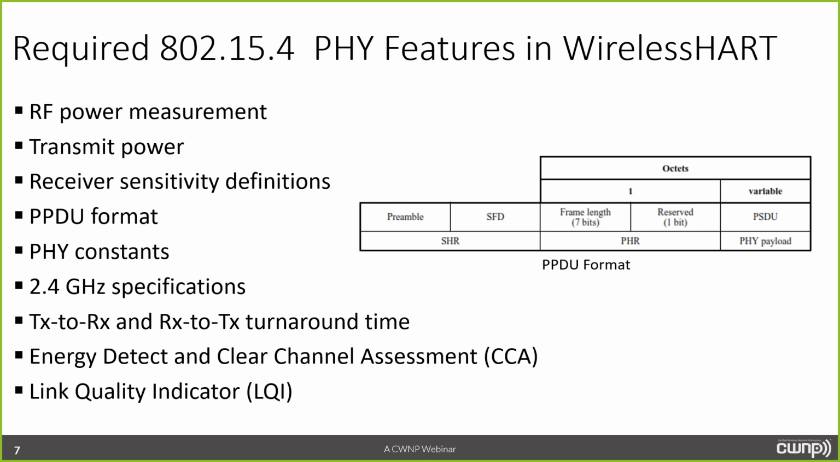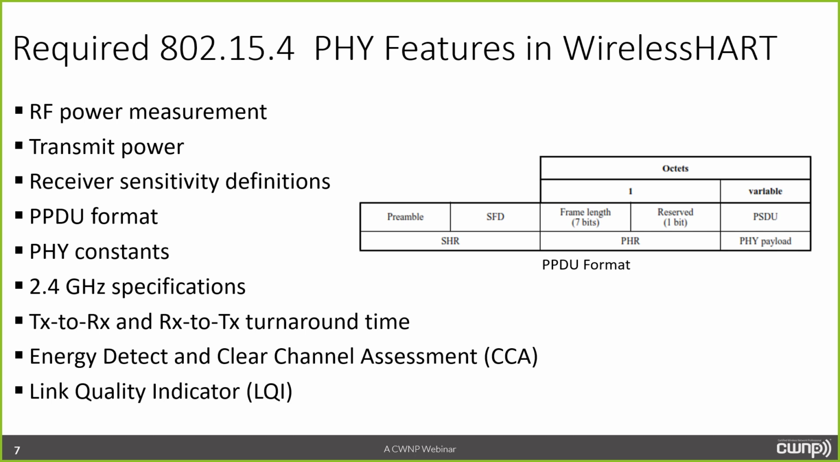And then we have energy detect and clear channel assessment. Now this is one that's a little bit different within WirelessHART. Energy detect, of course, is a method used to detect the received signal power in the channel. So we're detecting the actual energy that is there. And then the clear channel assessment is part of that operation.